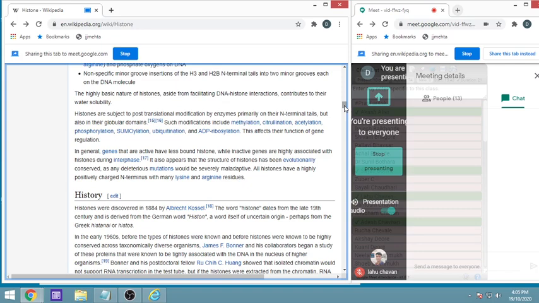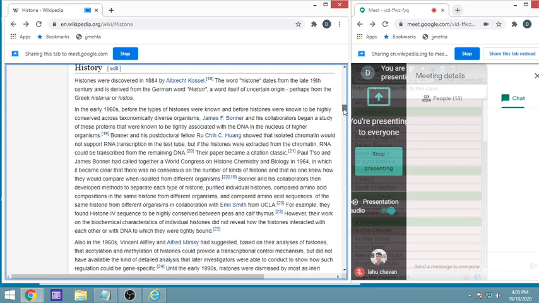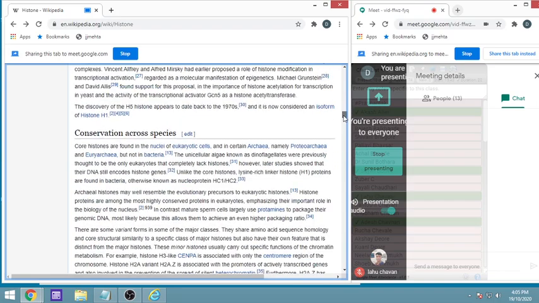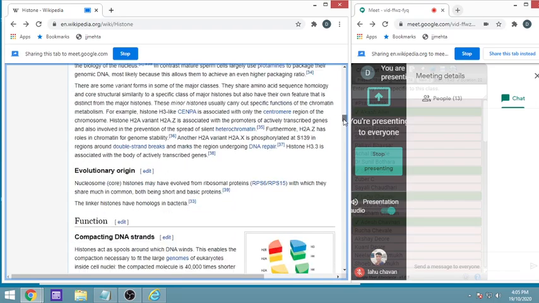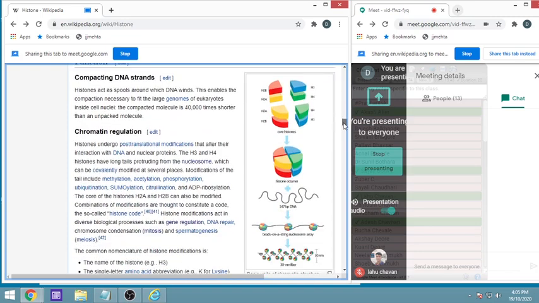Also it appears that the structure of histone has been evolutionarily conserved, and any deleterious mutations would be severely maladaptive. All histones have a highly positively charged N-terminus with lysine and arginine. So these are the histones. I will not go into the history, I will not go into conservation across the species. What the function of this is, is important. It will cause compacting of the DNA strands. We have seen how these structures play an important role. We have seen all this already.